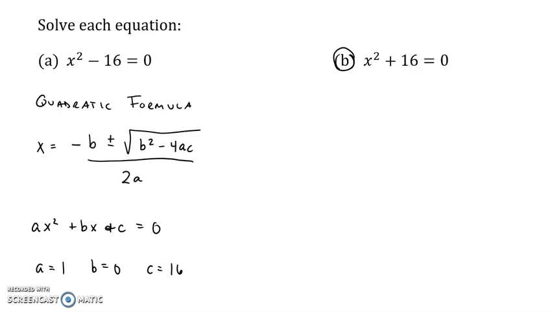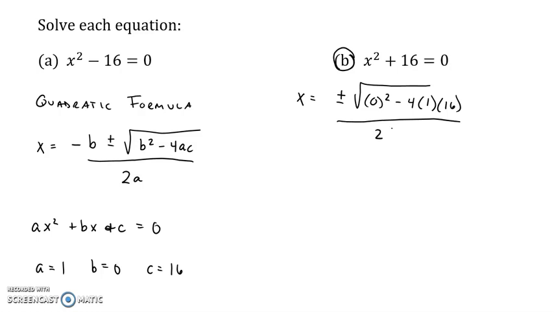So let's go ahead and use the quadratic formula to get our solutions for this one. We have a negative b value, which in this case would be a negative 0. We don't necessarily have to write it if we're plugging in 0 there. So we'll continue on with our equation. We've got plus or minus the square root of b squared, which would be 0 squared, minus 4 times 1 times 16. And all of this would be over 2 times 1. So let's go ahead and simplify what we have underneath the radical.